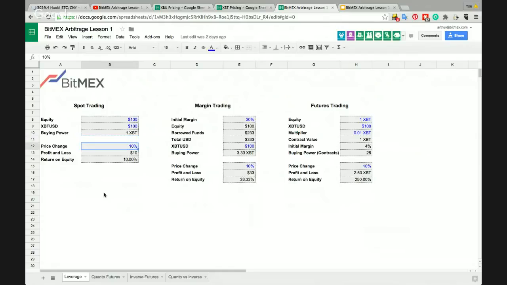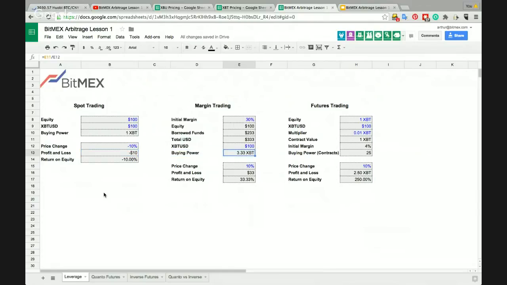Let's see what happens when we go down 10%. You lose $10 and you lose 10% of your equity. Very simple. There's no leverage. This is very easily understood by most people trading Bitcoin.